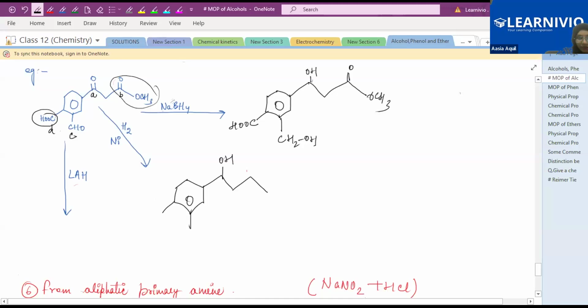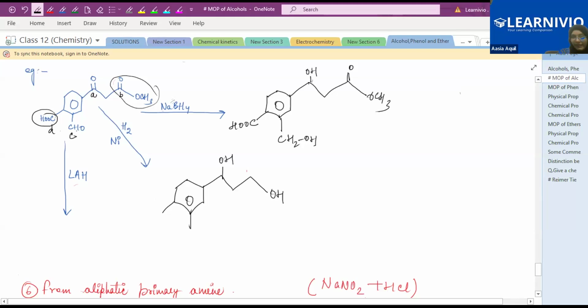What about B? B will get reduced to CH2OH. This whole thing is your COOCH3, so it will again reduce to your alcohol. Here you will just remove all the groups, so it will get reduced and you have to just attach the OH. This whole thing will get reduced to the corresponding alcohol.